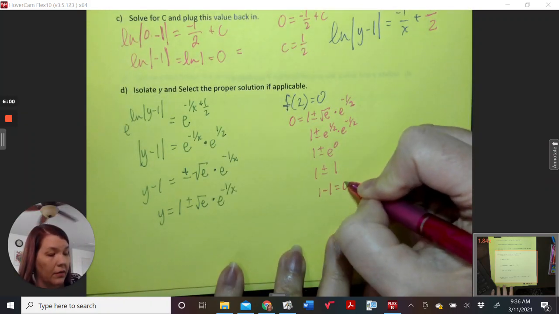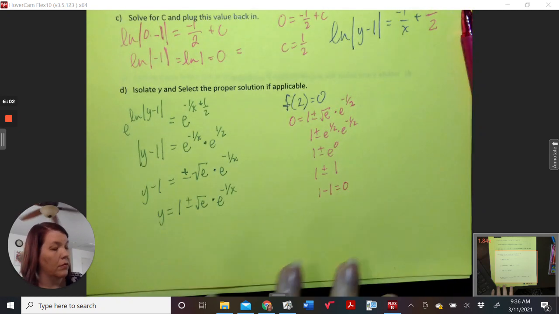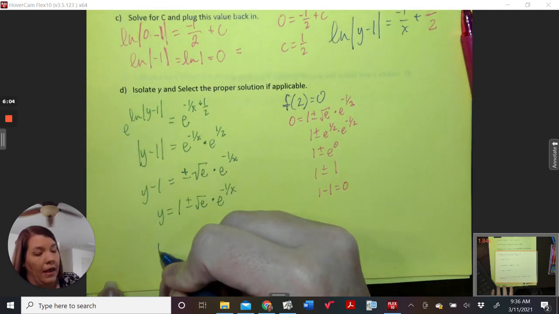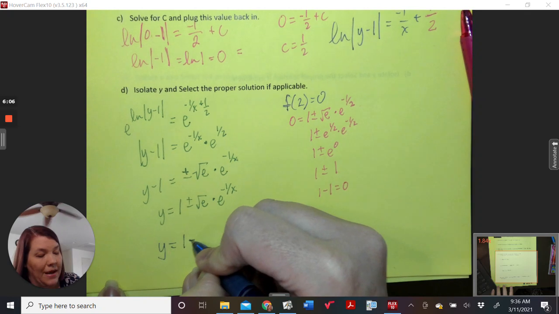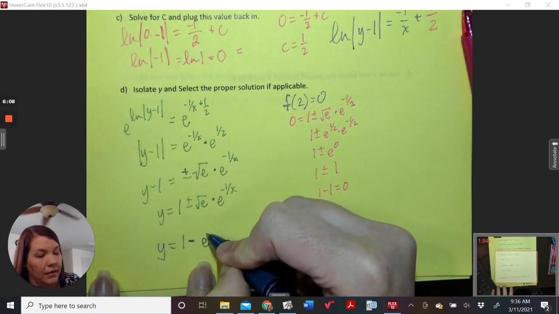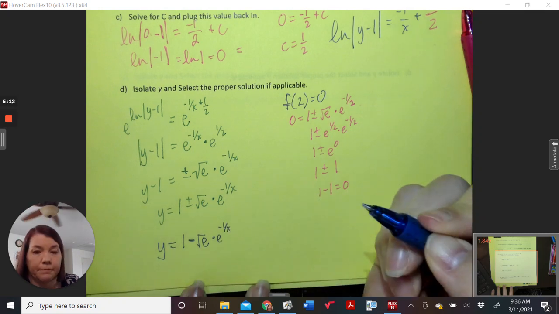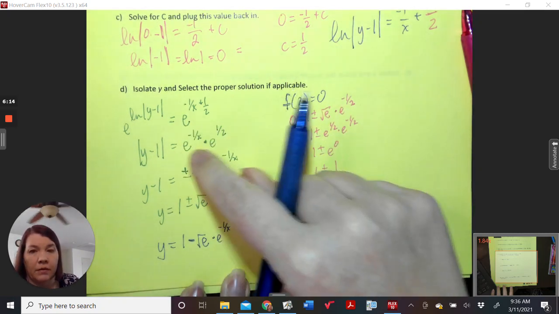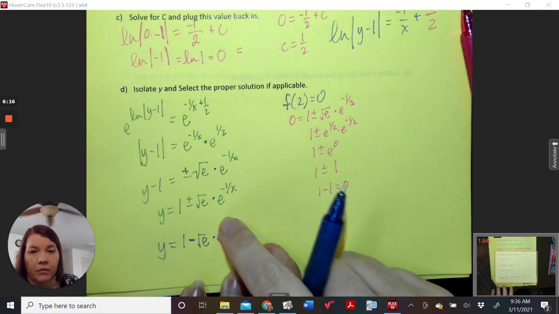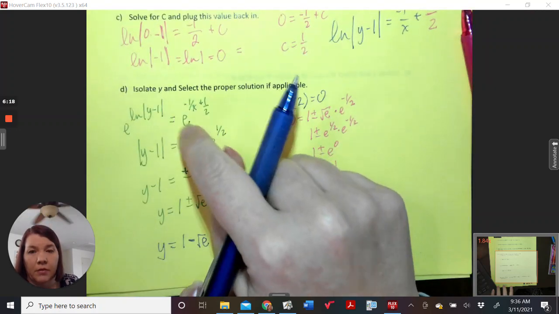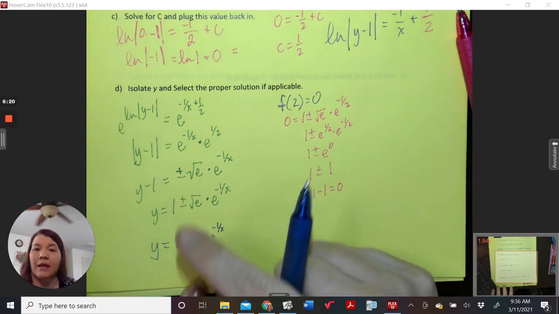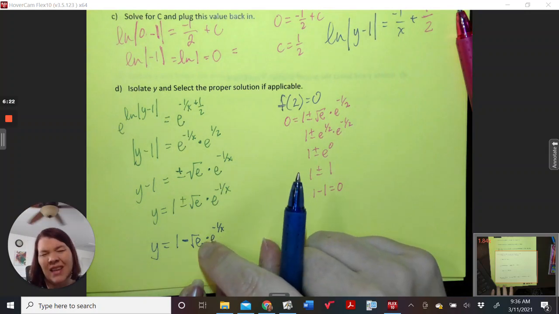So my answer is y equals 1 minus square root e times e to the negative 1 over x. And again, I could have left it back here, never gone through this. Right here, I could have just stopped. I like to do it in case, because sometimes it becomes something nice. The square root of e was annoying. But there you go. And that's that.